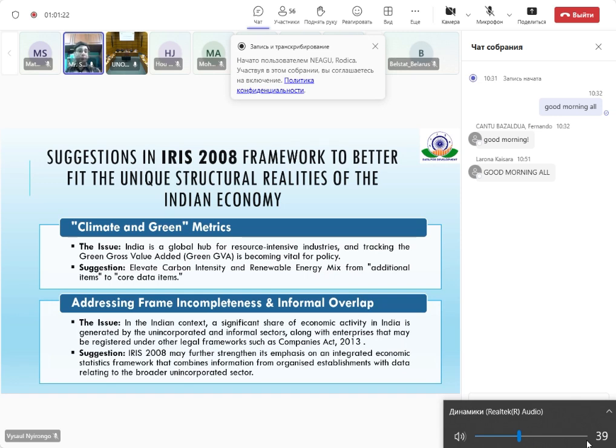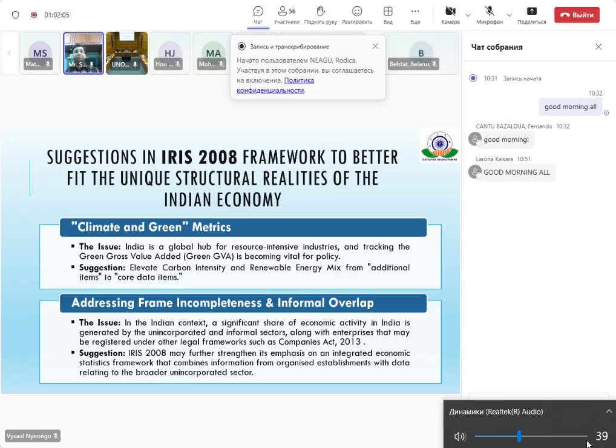Next issue is a very important part that my last speaker has also pointed out, one kind of frame, that's SBR. So, addressing the frame incompleteness and informal overlap. In the Indian context, a significant share of economic activity is generated by the unincorporated and informal sectors, along with enterprises that may be registered under other legal frameworks, such as the Companies Act in India. My suggestion is that IRIS may further strengthen its emphasis on an integrated economic statistics framework that combines information from organized establishments with data relating to the broader unincorporated sector.